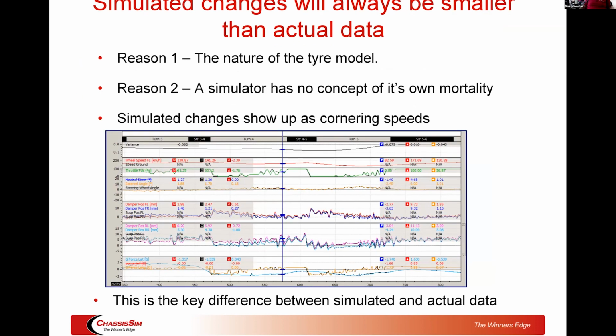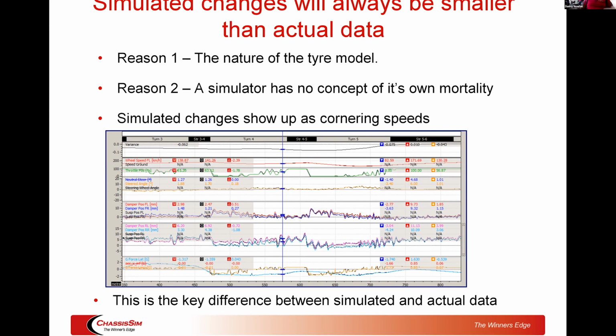The other thing to really flag here too is that simulated changes will always be smaller than actual data. Reason one is the nature of the tire model. Reason two, a simulator, ChassisSim in particular, is the Terminator. It knows exactly where the grip is. It does not know pity. It does not know fear. And it absolutely will not stop until it's achieved maximum grip.